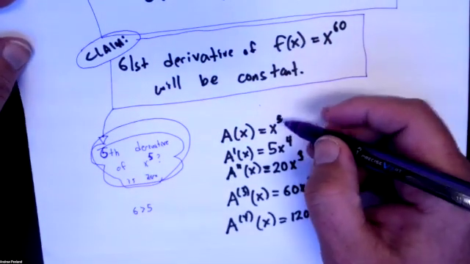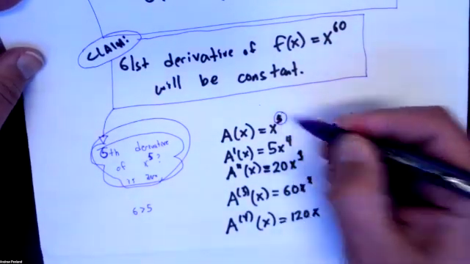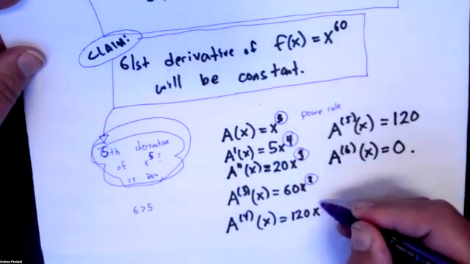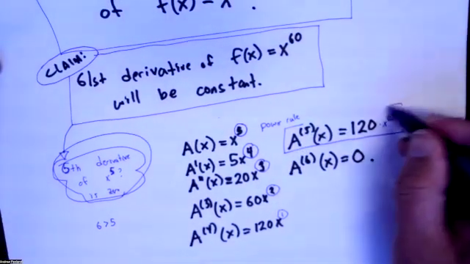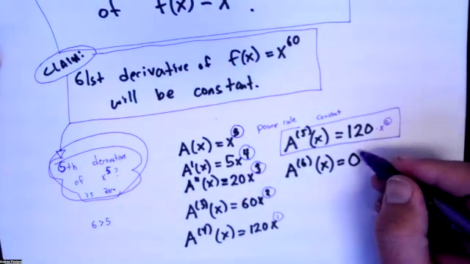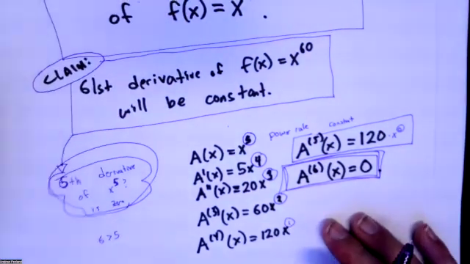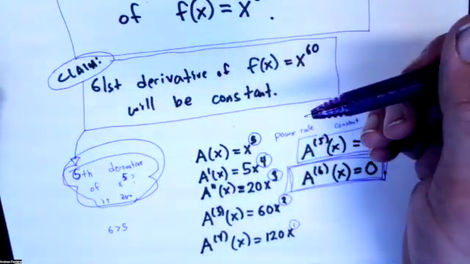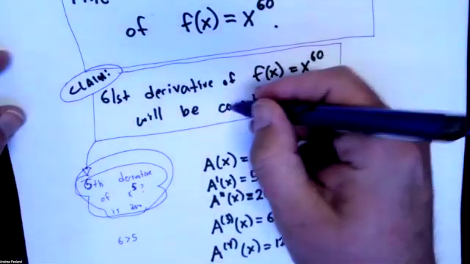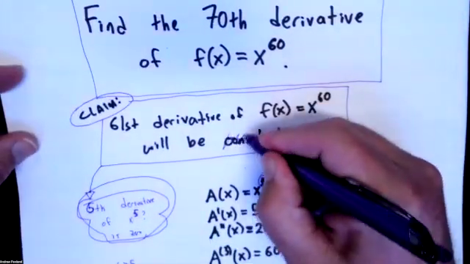And notice what's happening to the powers. Every time we take the derivative using the power rule, the power decreases by 1 until you get eventually to a constant. And then the derivative of a constant that's just hanging out by itself is 0. Do y'all see why that works that way? So your claim that the 61st derivative of x to the 60 will be 0 is right.